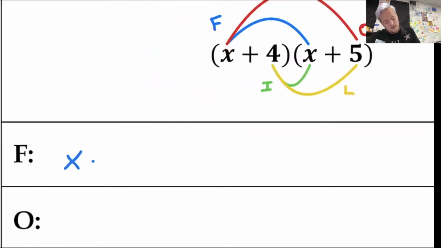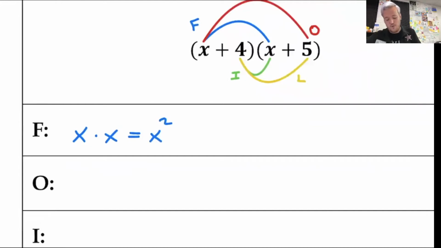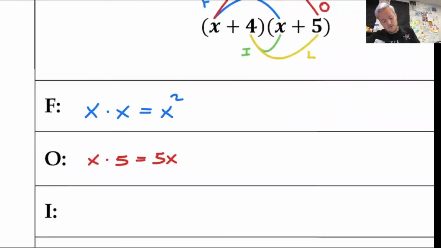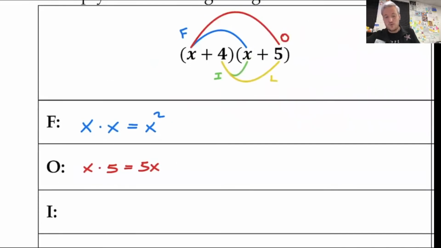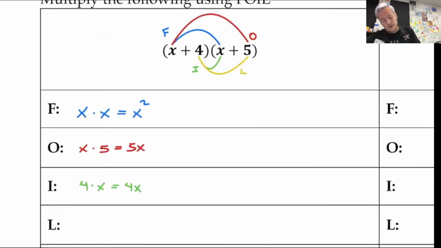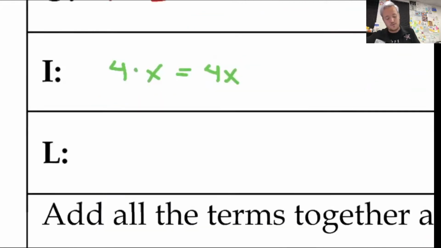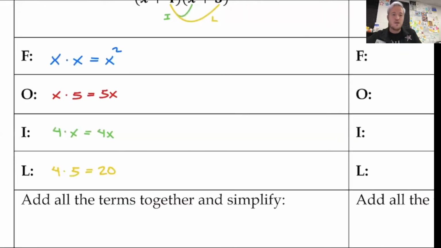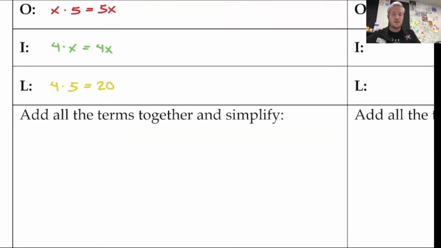So that is x times x, which is x squared. Now for O, your outside terms, that's in red, so x times 5, which is 5x. And then we have our inside terms, which is 4 times x in green. And we have our last terms, which is 4 times 5, which is 20. So once you get all four of those term values, then you want to add all the terms together and simplify. So this is also combining like terms.